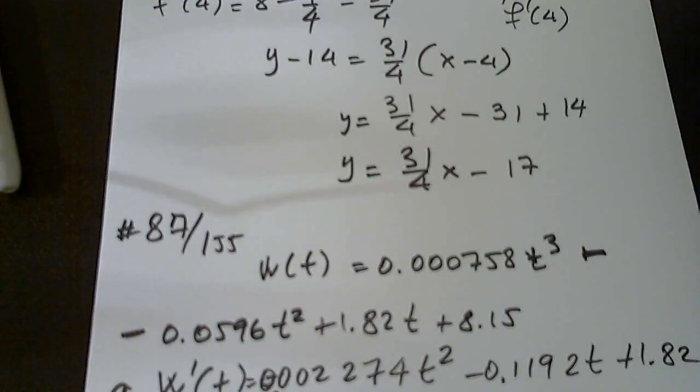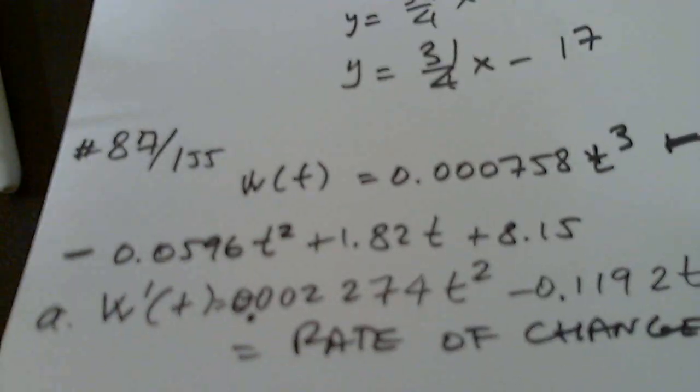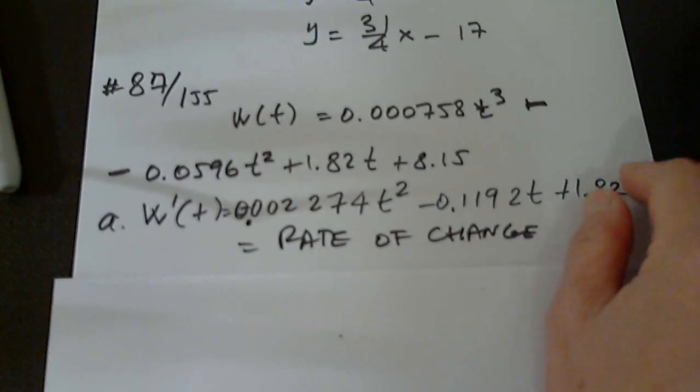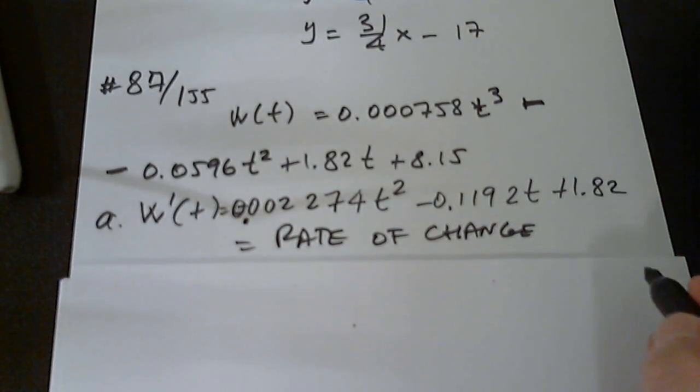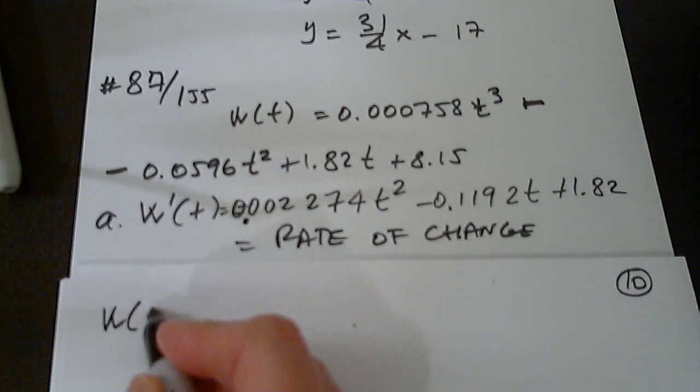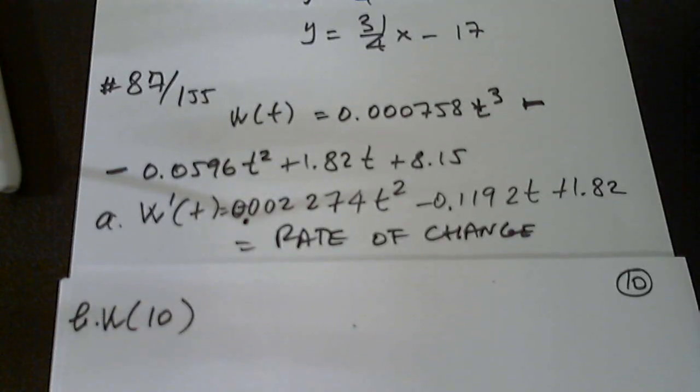Okay. Part B. The weight of a boy at age 10. It doesn't say the rate of change at age 10 months. It says the weight. So the weight is just W of 10. That's all there is. So the weight W of 10 is part B. And you know me, I'm too lazy to plug this in.